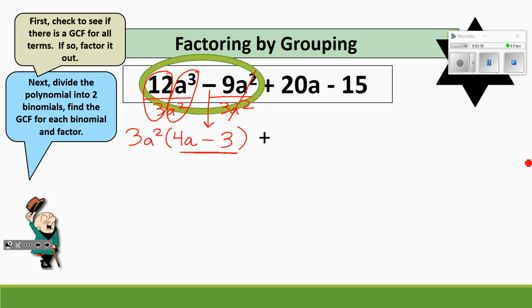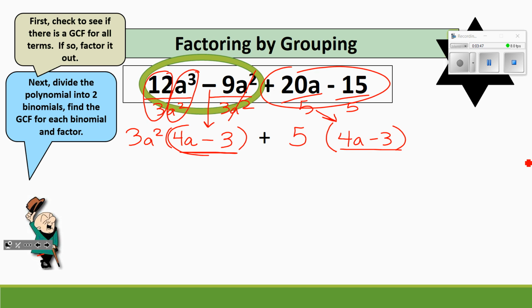Notice right here we have created a binomial of 4a minus 3. We know that when we factor the second grouping, we should get a 4a minus 3 because we're looking for that magic, the identical binomials. So if we look at this second grouping right here, and we want to have a 4a minus 3 left, we ask ourselves, what is the greatest common factor for this pair? We would say that it's a 5. And if we divide each term by 5, notice that we get 4a minus 3. So we have created our identical binomials. That's going to be one of the binomials in our final answer.